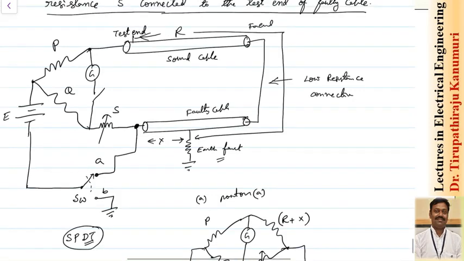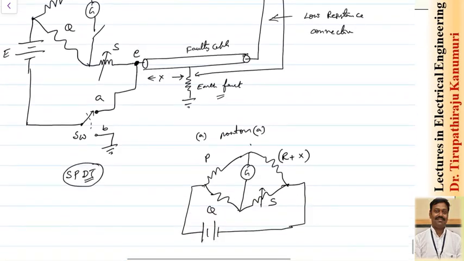So let us label the terminals. Let us take this as A, or we can keep some different names. So this point is D and this point is E. This point is E and this point let us take as F. So this point will be F and this point I am taking as G. So this is the equivalent circuit.